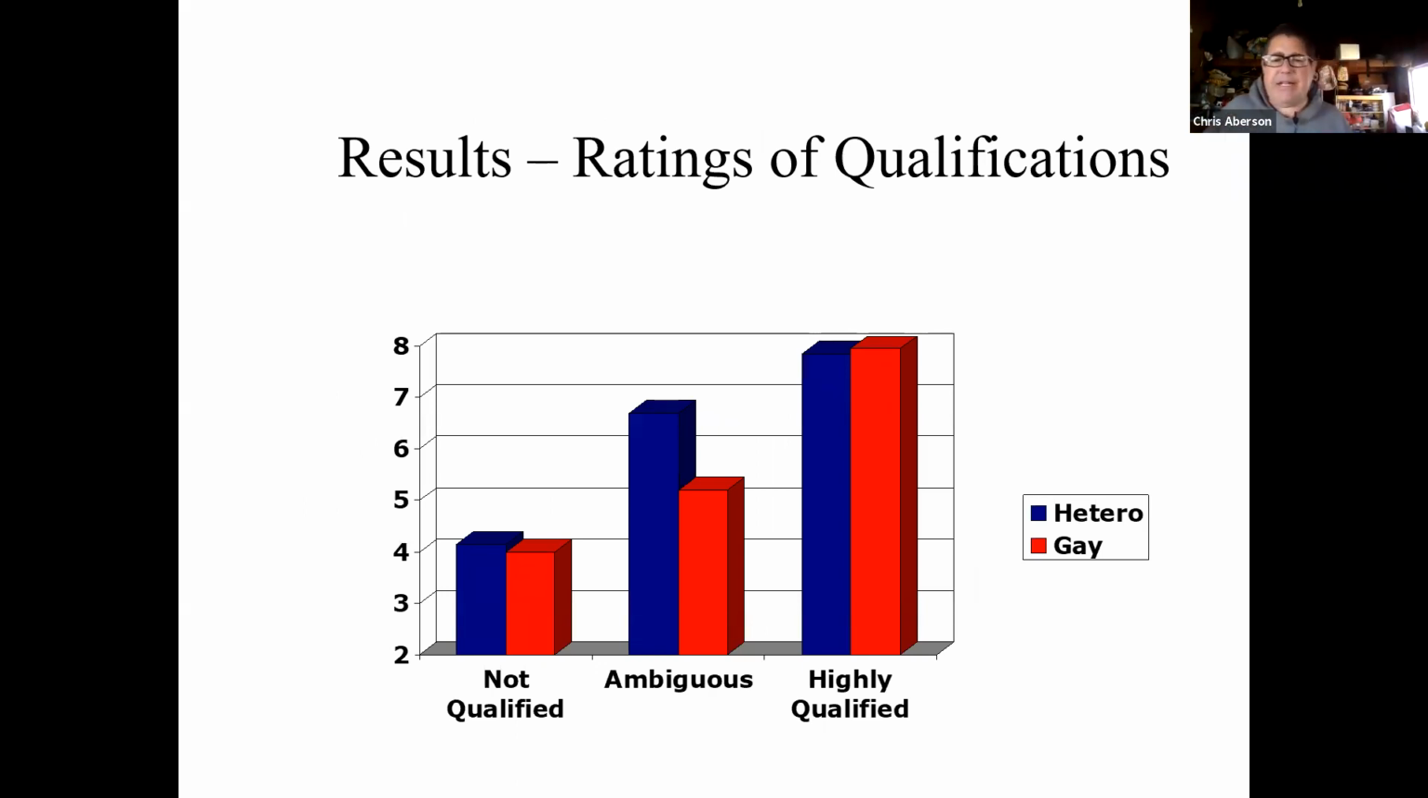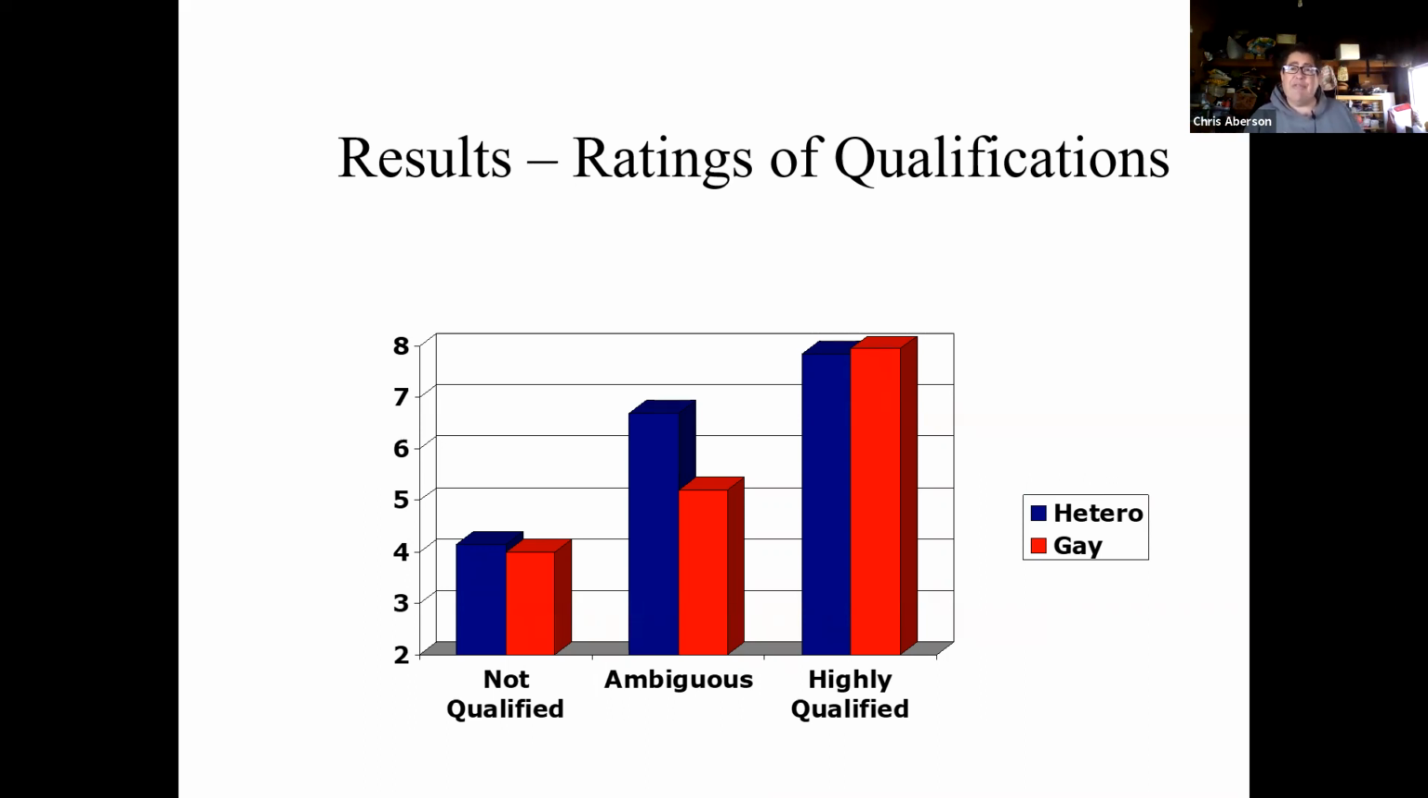Well, you can see for not qualified and highly qualified, it's pretty much the case that overall we had no differences between heterosexual and gay applicants. However, consistent with the theory, when we looked at ambiguously qualified applicants, the gay applicants actually were rated worse than the heterosexual applicants. That's where the interaction here is coming from. And you can see how that interaction really does focus on the sort of research hypotheses we stated.